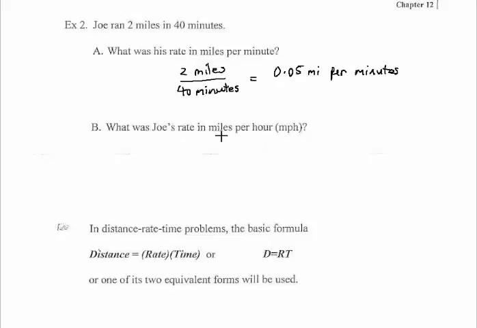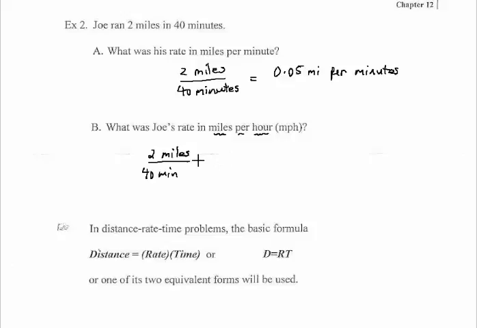Okay, what was Joe's rate in miles per hour? Alright, this one we're going to have to do a little bit of a unit conversion. So here we write down our rate the same way we did in the previous problem. Miles is on top. We have our fraction, but now on the bottom we have hours, and what we need to do is get rid of the minutes and replace it with hours.